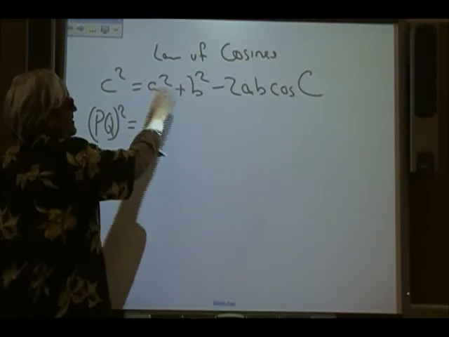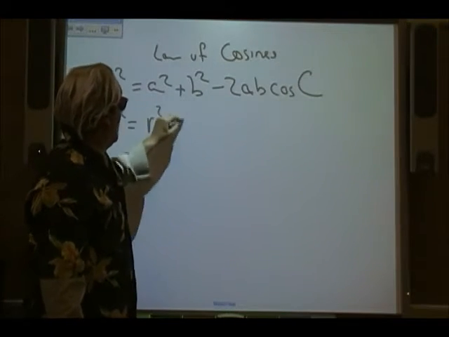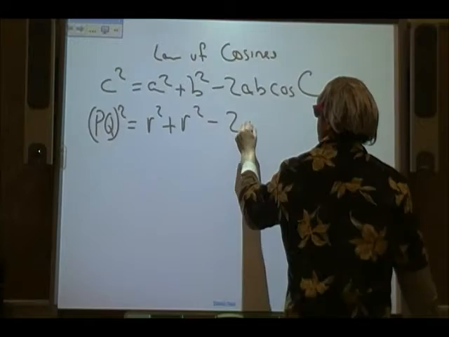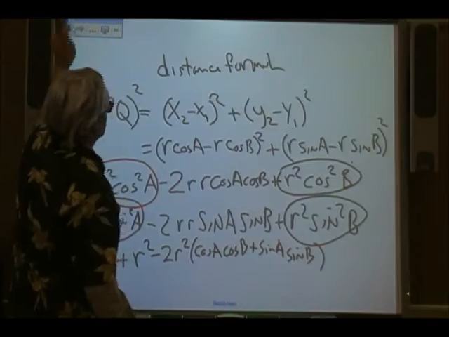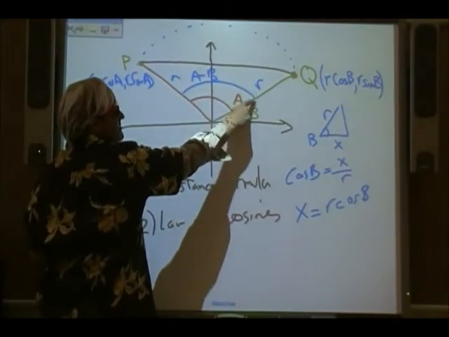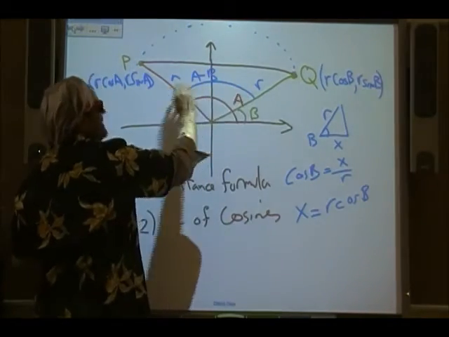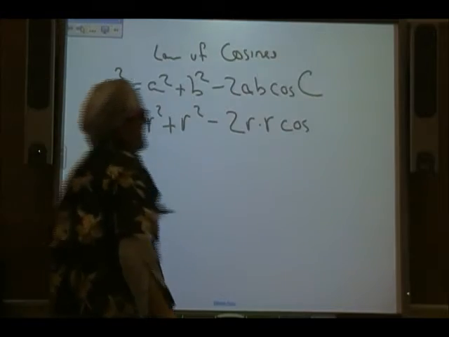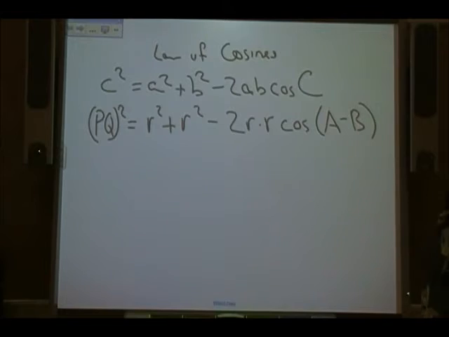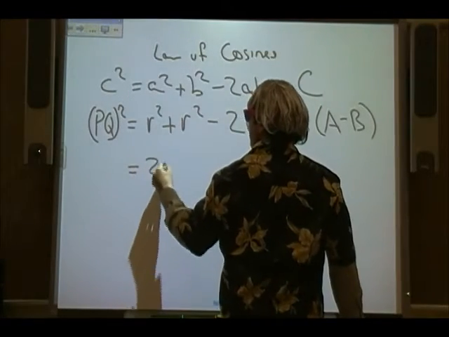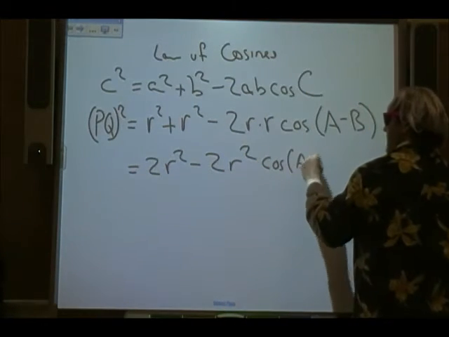And that equals, these are the two sides. Well, the two sides on there were r's. So this is r squared and r squared minus 2 times r cosine. Now what was the cosine of there? Well, the angle opposite this is A minus B. Remember, these are the r's. So the cosine is of A minus B. So that's what I put right here. A minus B. And now I work this one out. Well, here I get 2r squared minus 2r squared cosine of A minus B.